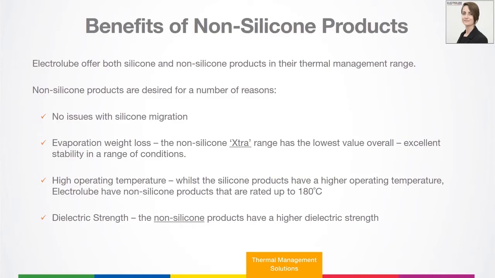Also, our more advanced range, known as the Extra range, has been developed to reduce evaporation weight loss, so improve the stability of the product at high temperatures, and also to increase that high operating temperature range, bringing it closer to silicone products. All products obviously have their own merits with regards to electrical properties too, so it's important to check all of these factors and consider, do I really need a silicone? Do I not need a silicone? Does it really matter? And this can help you narrow down the selection that you have available to you.